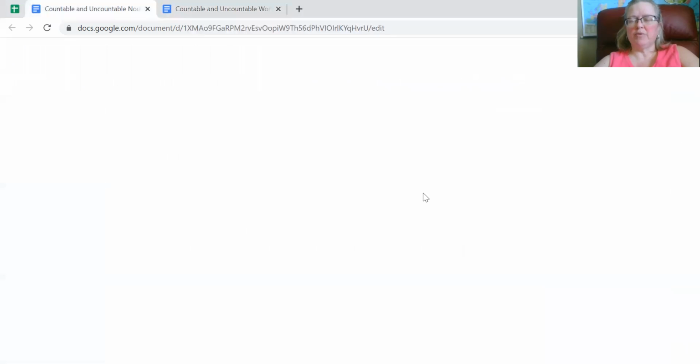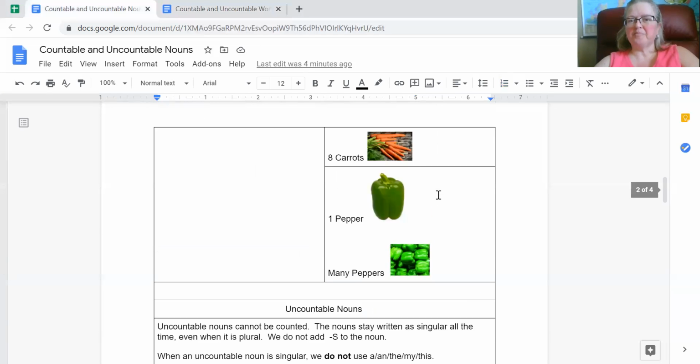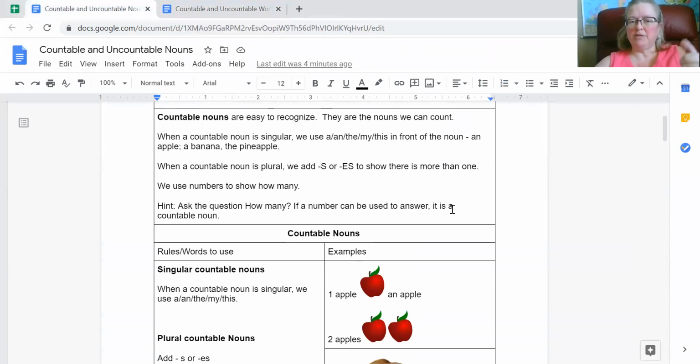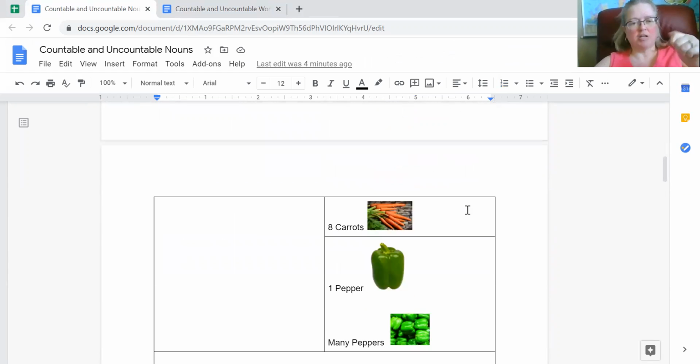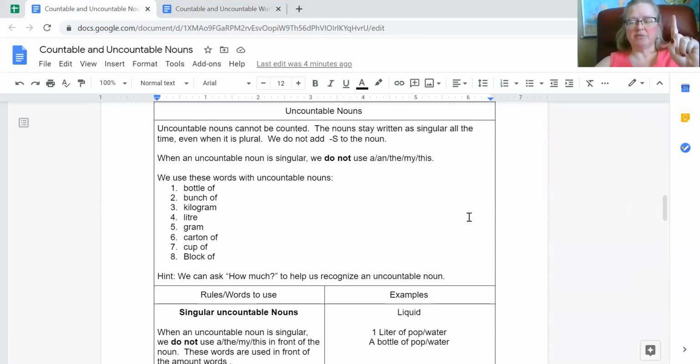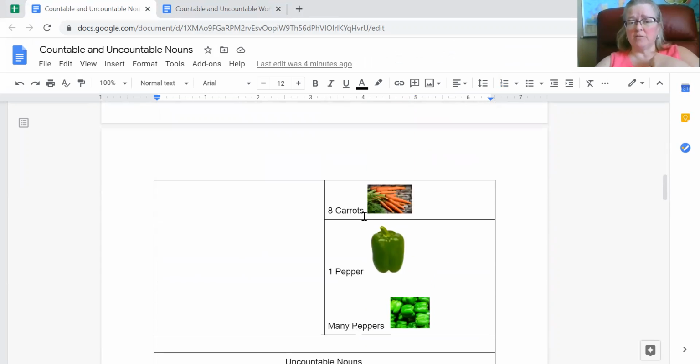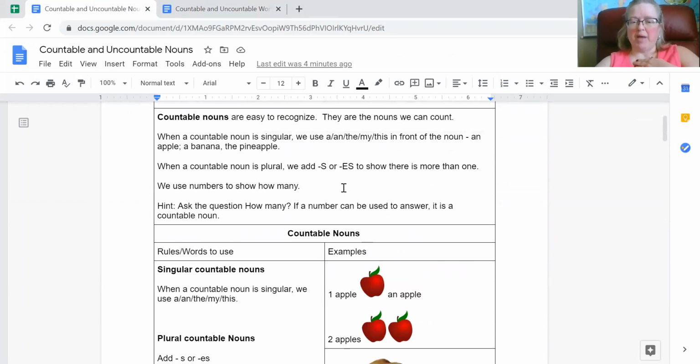So let's do a basic review again. Countable nouns can be identified with numbers. 1 banana, 2 bananas, 5 bananas, 10 bananas. Uncountable nouns cannot be identified with numbers. We identify with measurements or how much. With countable nouns, we ask how many. Does anybody have any questions?